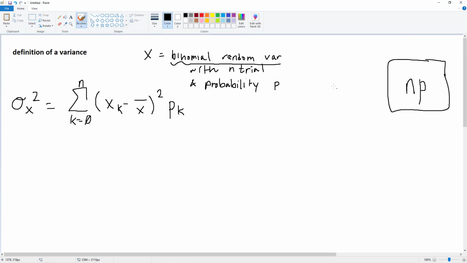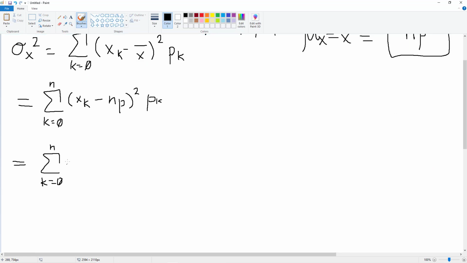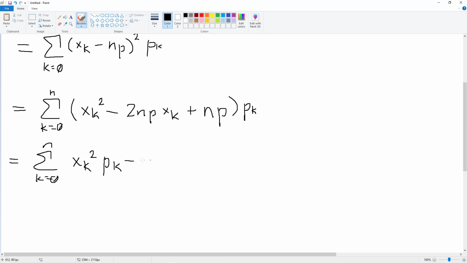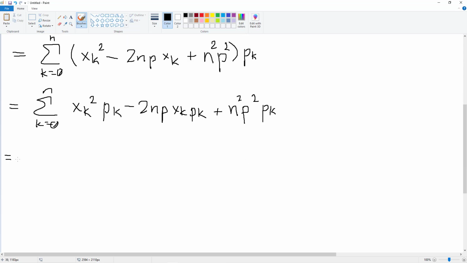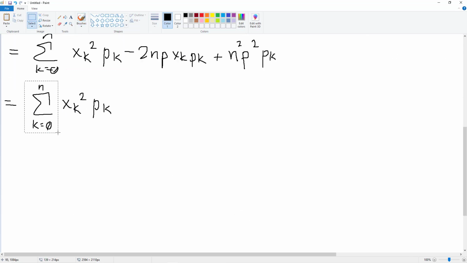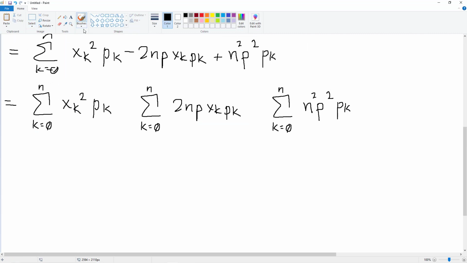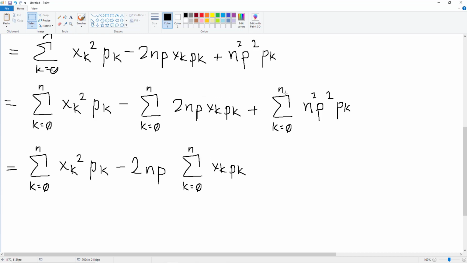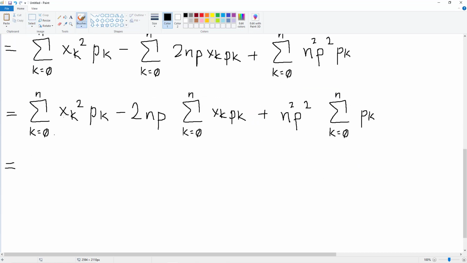And we know that x bar, or mu of x, or the mean, is equivalent to just n times p. So we can just substitute np for x bar, and then we could just expand the binomial, and then distribute the p. Then we can distribute the sum into multiple summations. Then we could factor out certain parts of the expression that are unrelated to k. And since this is a binomial distribution, we could substitute x of k with just k.